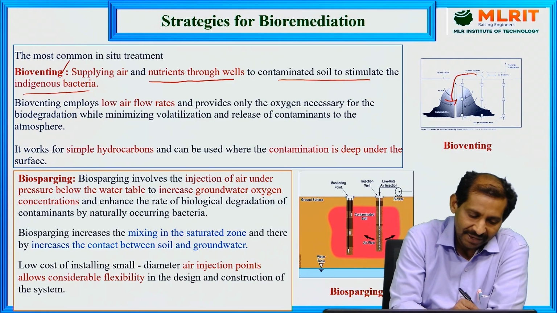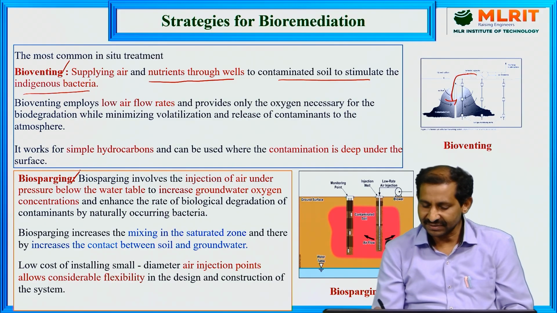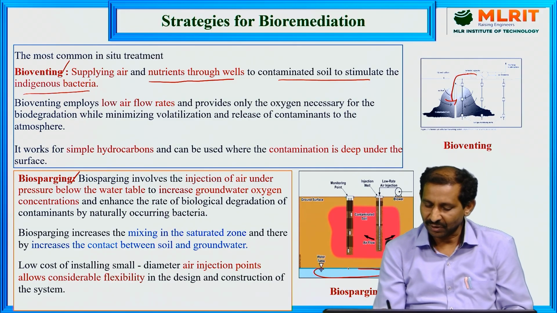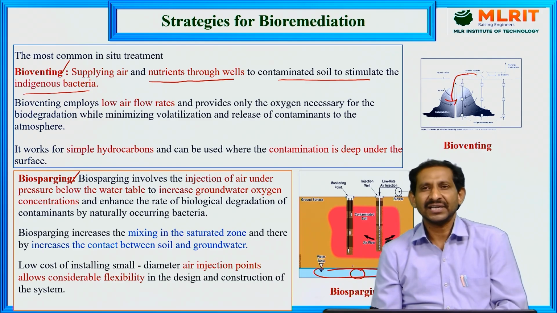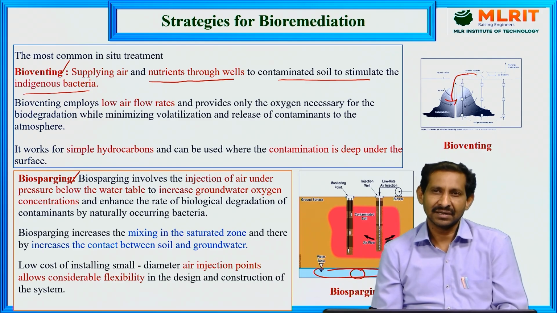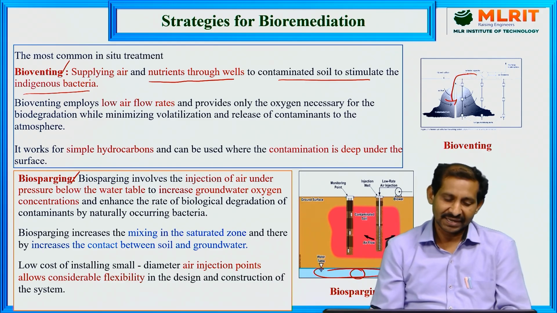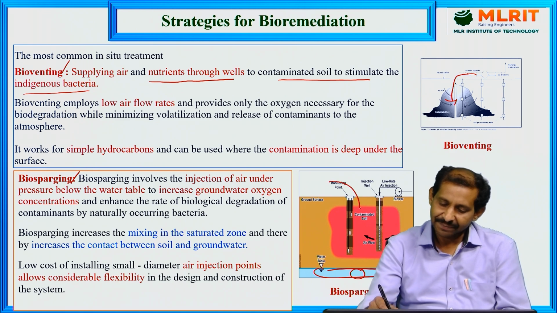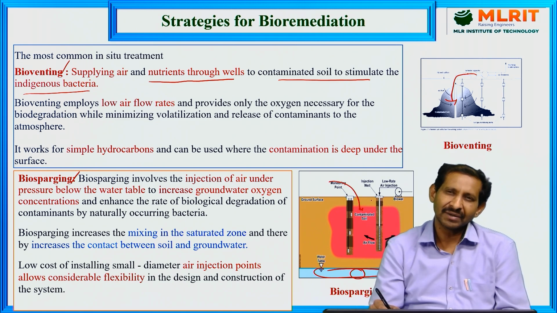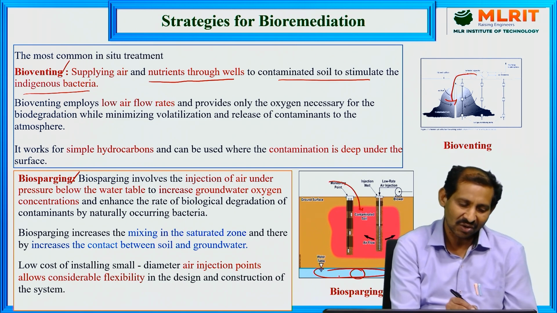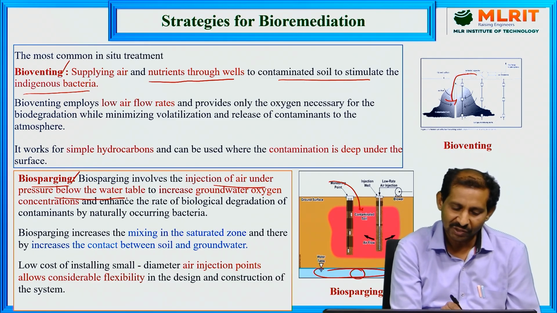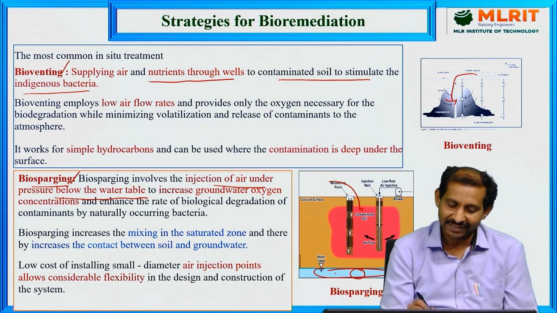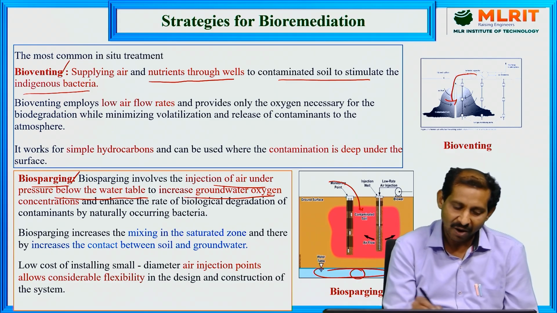Now coming to biosparging. Biosparging applies below the water table in the earth. In that place, it is very difficult for degradation of contaminants to take place, because there is no oxygen supply. So under high pressure conditions the oxygen is supplied, and that process is called biosparging. It means injection of air under pressure below the water table, which increases the groundwater oxygen concentration.